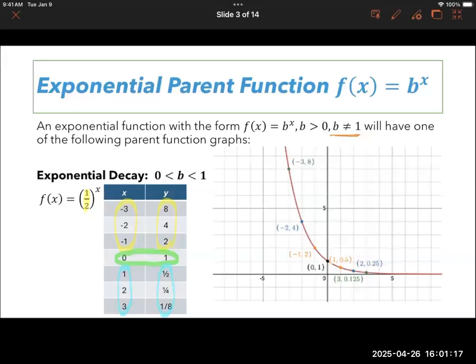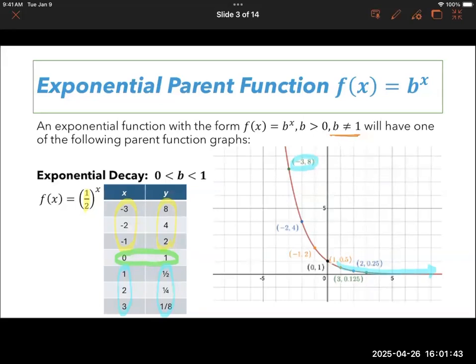So having a b value that's something between 0 and 1 means that we're going to have a decreasing graph, which is often referred to as exponential decay, where we're starting with bigger numbers to the left and getting smaller and smaller and smaller as we go with bigger x values to the right.